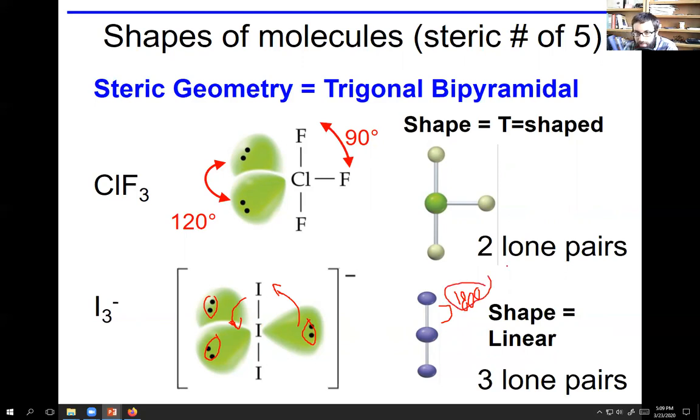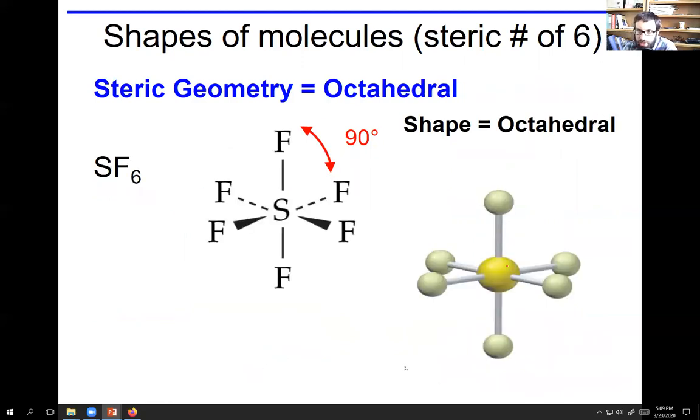All right. Last one we're going to do is a steric number of 6. Again, this is possible with an expanded octet. This gives you an octahedral steric geometry. Why is it called octahedral? Well, it has 8 faces. It forms an octahedron, but this has 6 things bonded to it, okay? So don't get confused. It's called an octahedral shape.